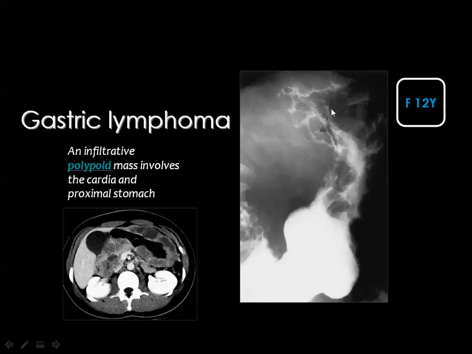this appearance can be produced by many diseases like hypertrophic gastritis, Menetrier disease, and gastric lymphoma, of course. But this appearance is almost typical for gastric lymphoma, where you get considerable thickening of the gastric wall encroaching on the gastric lumen. The diagnosis is confirmed by endoscopic biopsy.